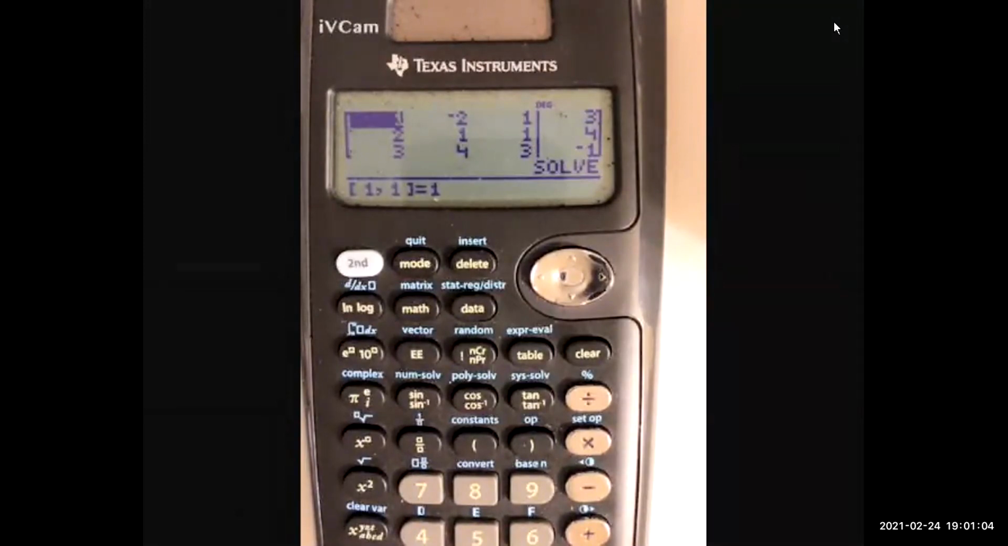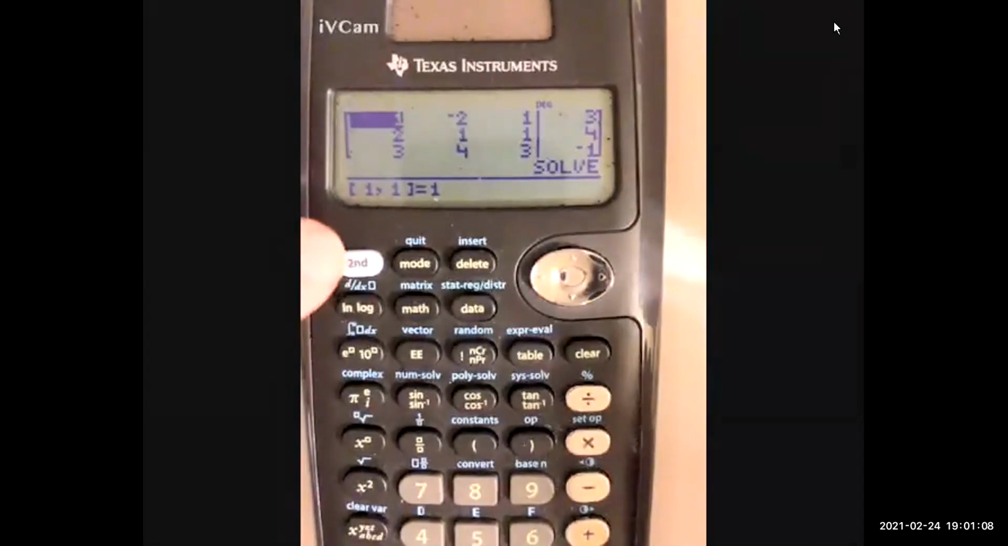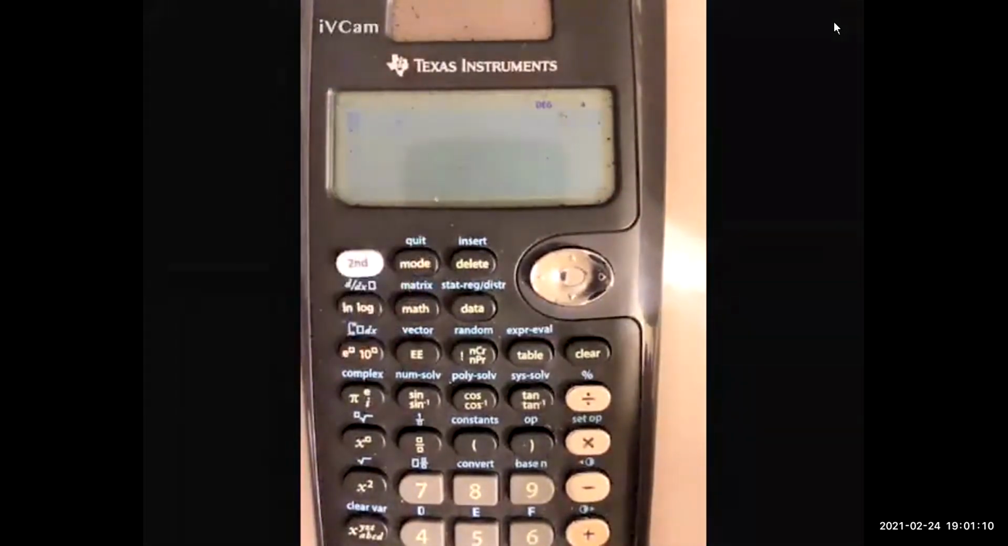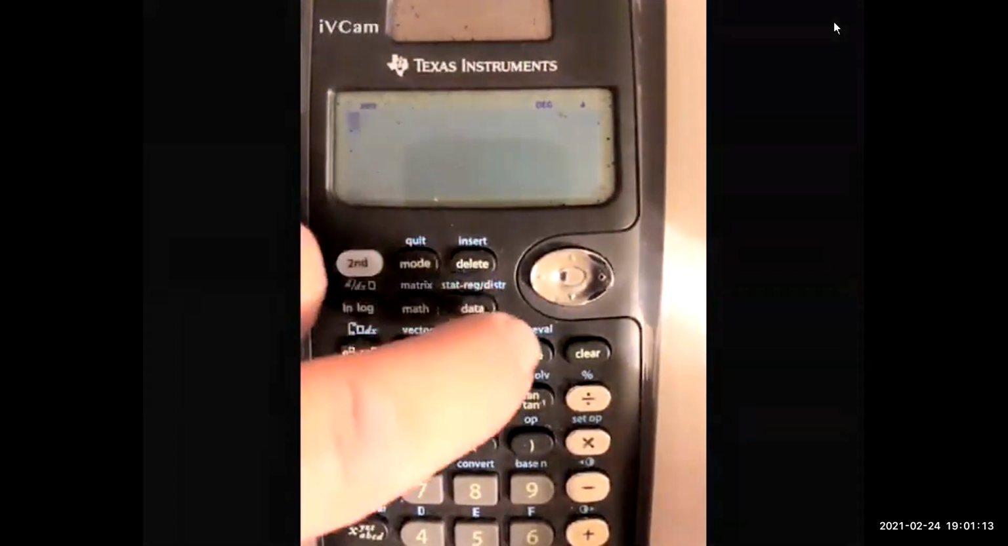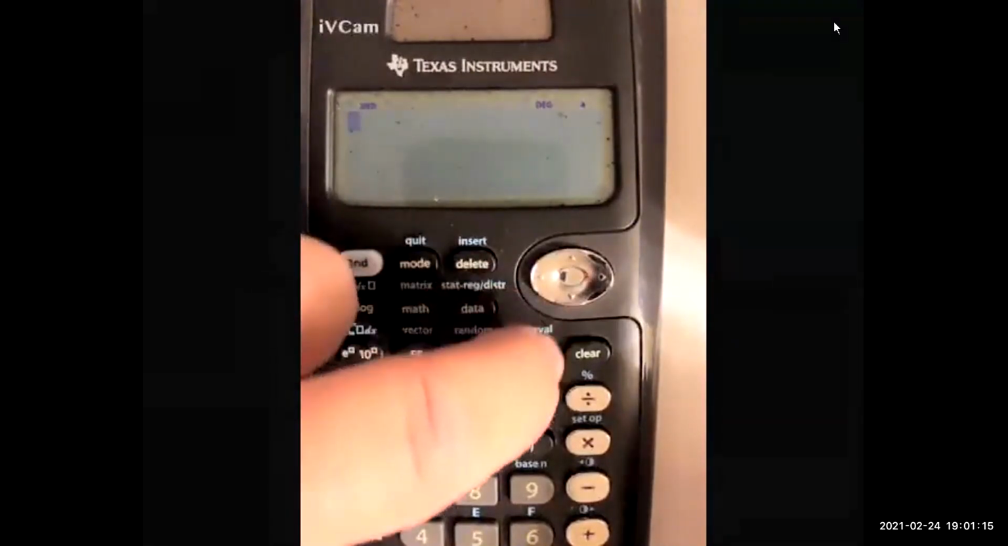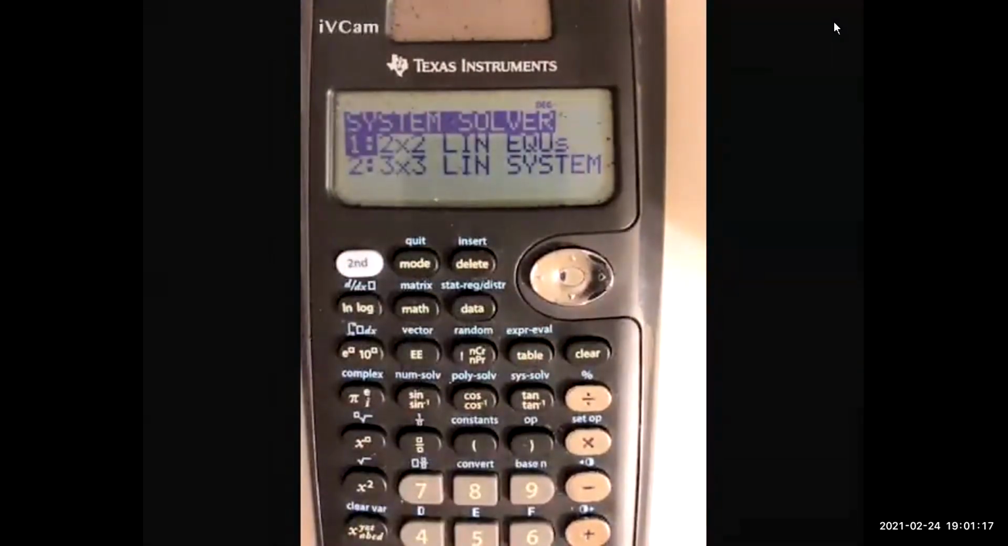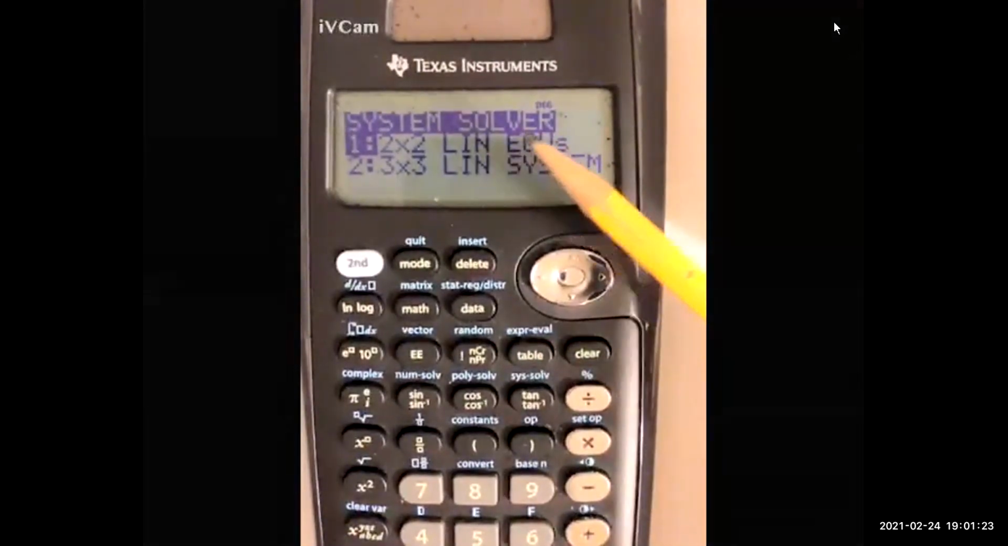You're doing fine. But system solver, I'm going to quit for a second. Quit. Okay, go back to second system solver. Where'd it go? There it is. Notice it will also solve a 2x2 system. Okay, it's trying to solve a 2x2 system, which is what we've been working on in this whole course.